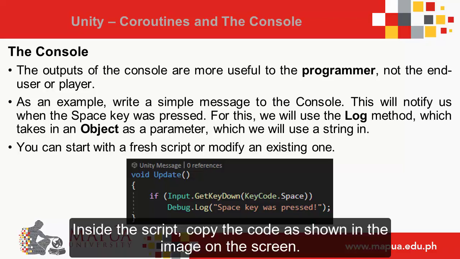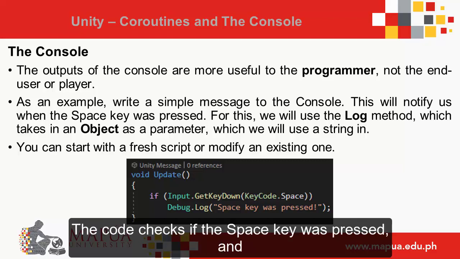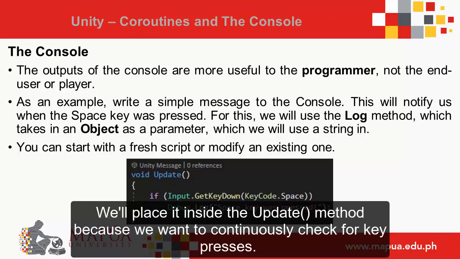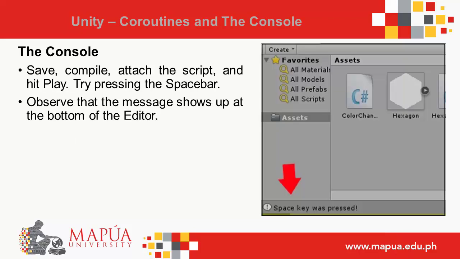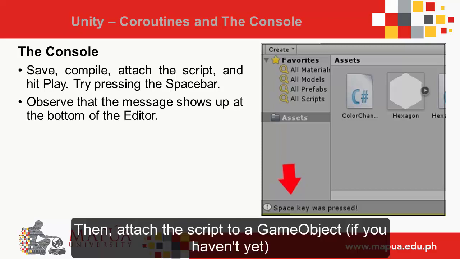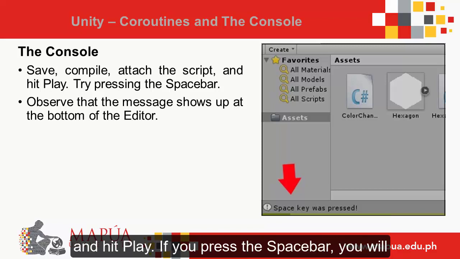Inside the script, copy the code as shown in the image on the screen. The code checks if the space key was pressed and outputs a message in the console using the Log method. We'll place it inside the Update method because we want to continuously check for key presses. Now, save the script and head back to Unity to compile the scripts. Then, attach the script to a game object if you haven't yet, and hit play.